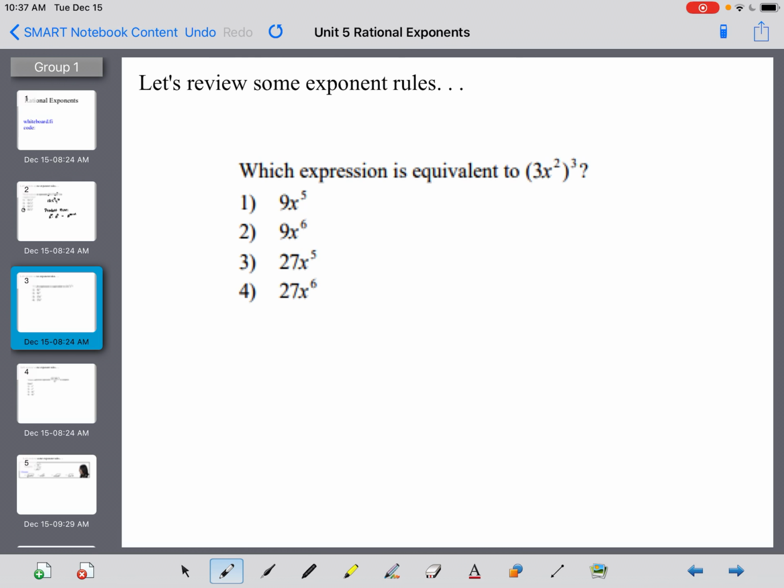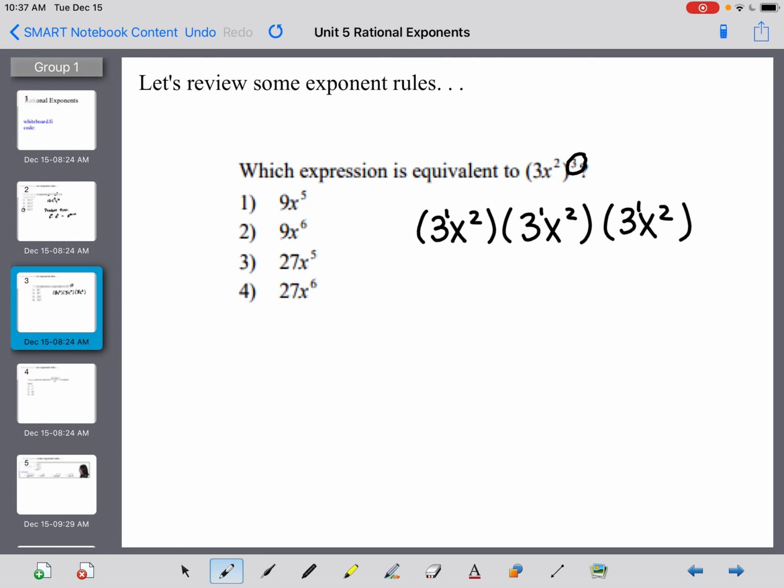Now let's take a look at something like number 2 here. Which expression is equivalent to 3x squared quantity raised to the third? So the first way you could approach this problem is just to recognize that this exponent of 3 here means I'm taking this 3x squared and I'm multiplying it out times itself 3 times. And if we use this approach, we're going to end up using the product rule again. And even with the 3, I could use the product rule.